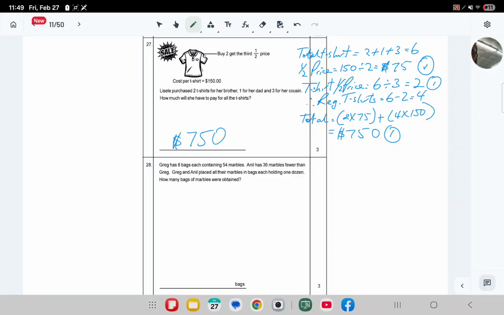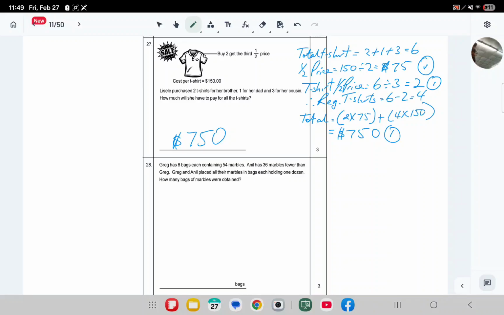Number 28, sorry. Greg has 8 bags, each containing 54 marbles. Arnold has 36 marbles fewer than Greg. Greg and Arnold placed all their marbles in bags, each holding 1 dozen. How many bags of marbles were obtained?